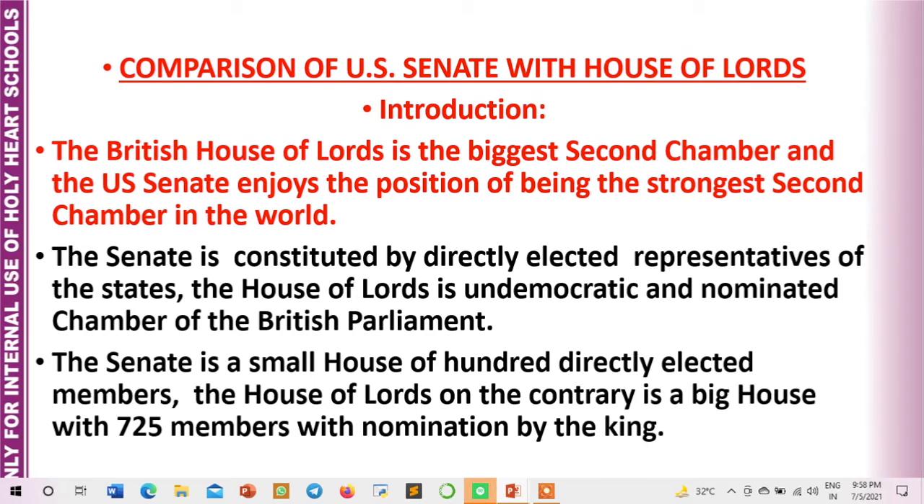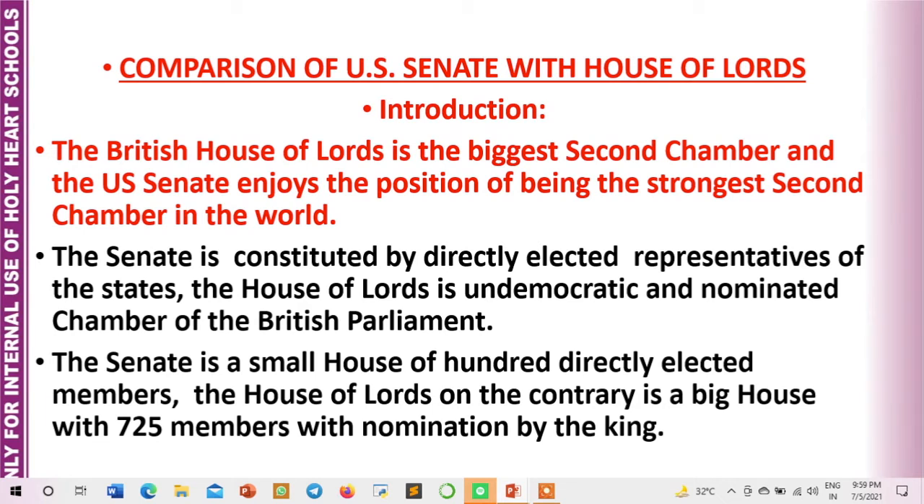Yes, students, you must see the keywords here. This is very, very important for your understanding. The British House of Lords is the biggest and the US Senate is the strongest. So both are the keywords: biggest and strongest. You must underline such keywords in your exams. It will give weightage to your answers.